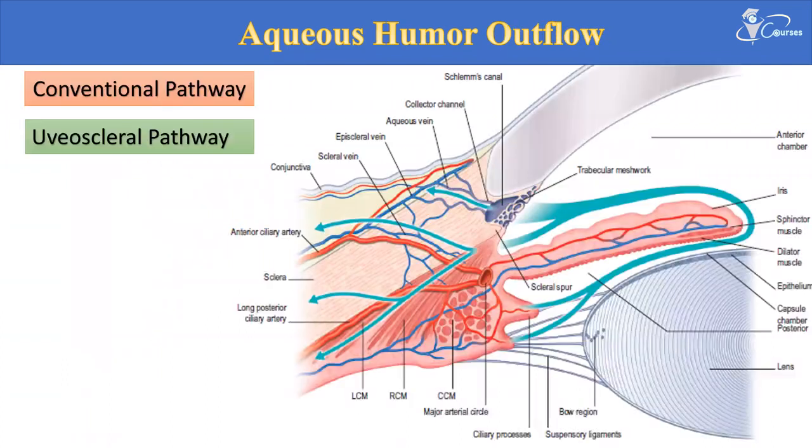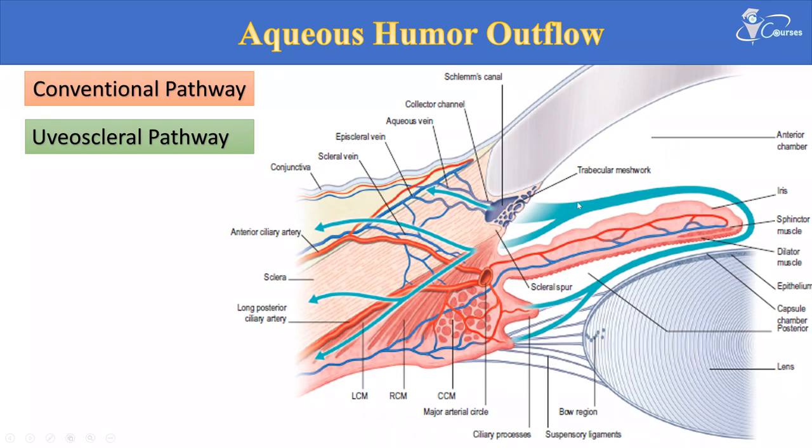Then we'll speak about the aqueous humor outflow. The aqueous has two main outflows. Once it is secreted or produced by the ciliary process, it will pass into the posterior chamber. Then it will move through the pupil, and then it will reach the anterior chamber to be excreted.